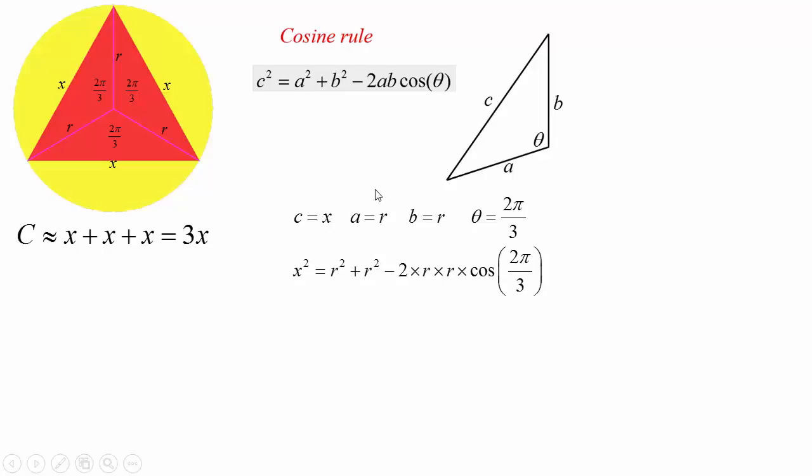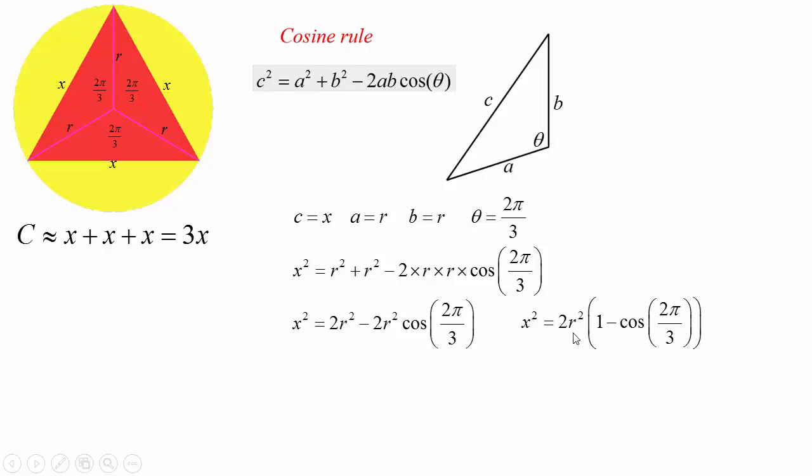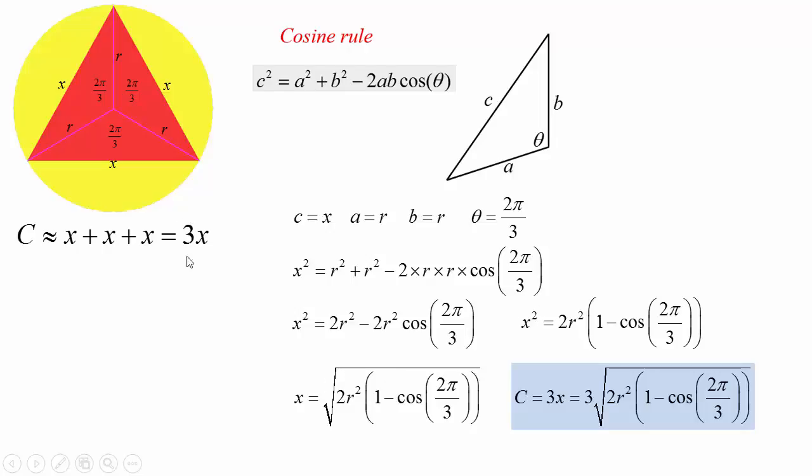Now we substitute those values in our formula for the cosine rule, and this is what we obtain. Simplifying that, and then taking out a factor of 2r squared, we obtain the expression shown here. And then finally, to obtain x from x squared, take the square root of the right hand side. Now our circumference is 3x, so using our expression for x, our circumference is 3 times that, as shown here.